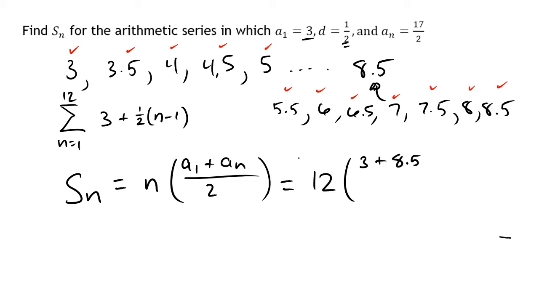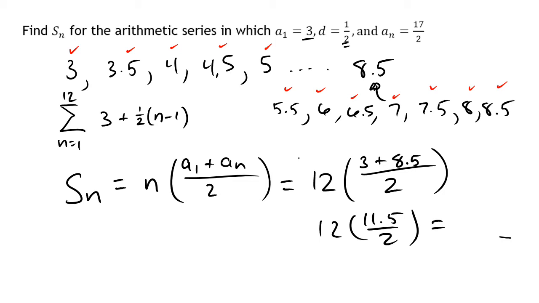This is 8.5 divided by 2. So 8, 9, 10, 11. So I've got 11.5. So I'm just looking at 12 times 11.5 over 2. And 11.5 divided by 2 is 5 3/4. And if I multiply that by the number 12, I get that this adds up to 69. So the sum of those values from the 3 all the way to the 8.5, if I add them up, I should get 69.